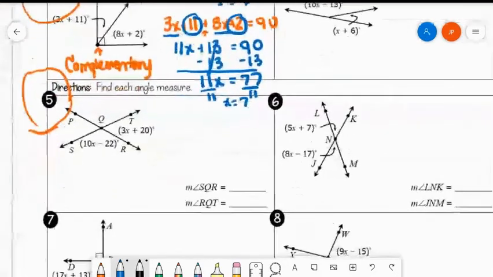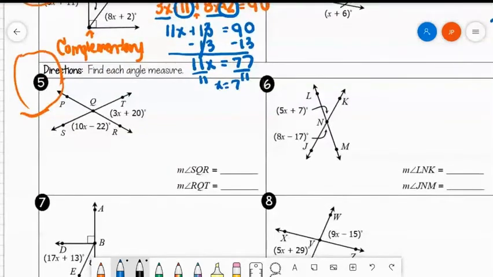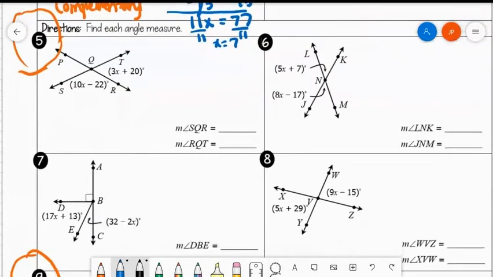Once you do those, let's move down to this group at the bottom. The only way this is different is they're asking us to do one extra step at the end, because instead of just finding x, they want me to find actual angle measures, but I'm going to do everything the same like I did in 1 through 4.